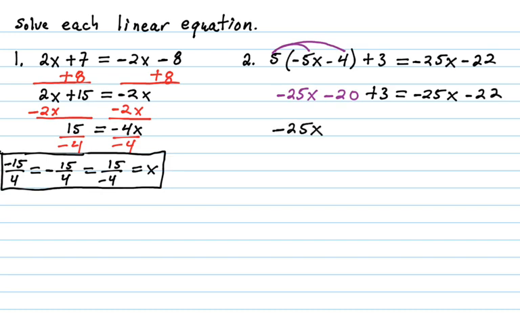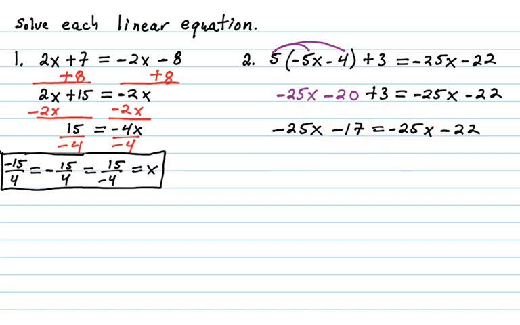We're going to combine our like terms here. Negative 20 plus 3 is going to be minus 17. And that's going to be equal to negative 25x minus 22. Okay. Now, it doesn't matter if we move the negative 25x first, or this negative 17, or the negative 22. We got that freedom. In the first example, I moved the constant. In this problem here, what I notice is I have the exact same thing. I have a minus 25x on both sides of the equation. So we're going to go ahead and move that.